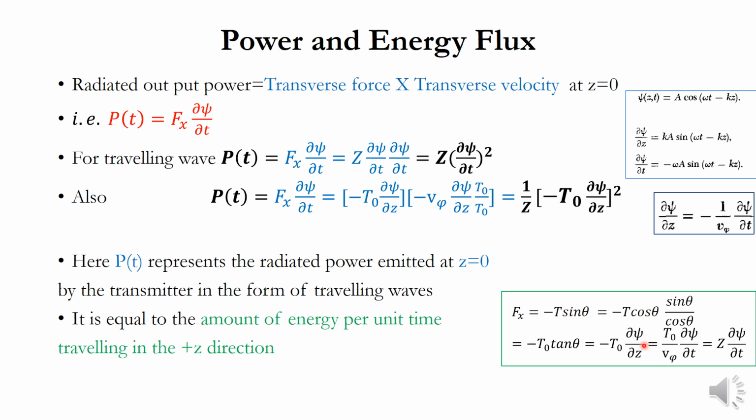where this dou psi by dou z is minus 1 by v dou psi by dou t, so that this also can be written like this, T0 by v into dou psi by dou t. We have already seen that this T0 by v is equal to the impedance Z, so this is equal to Z into dou psi by dou t.